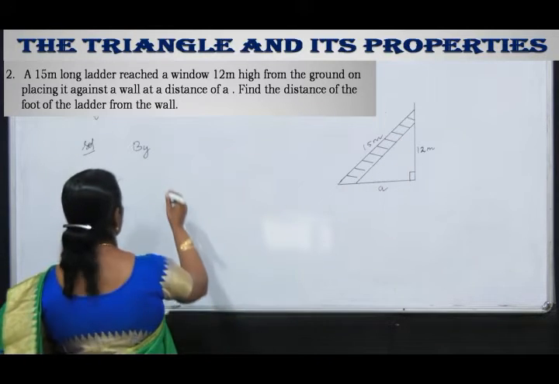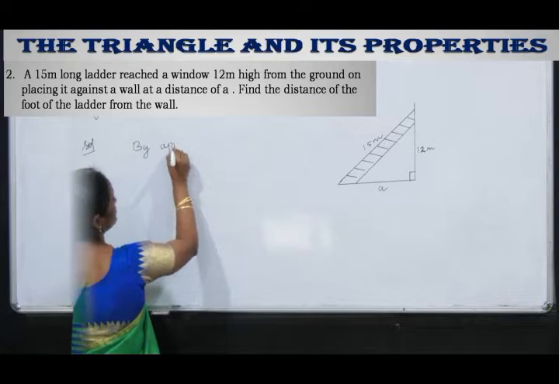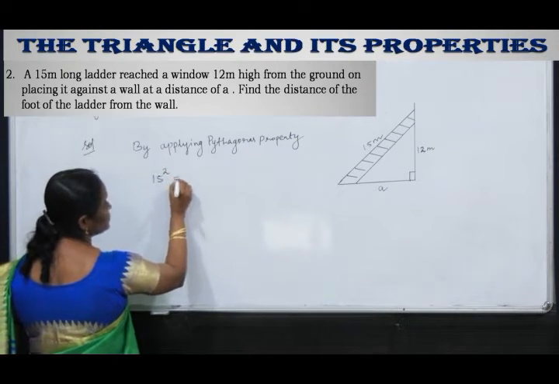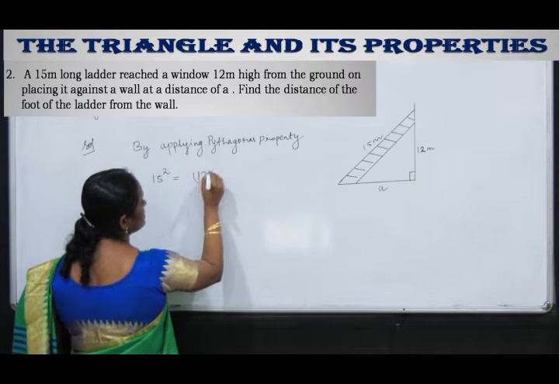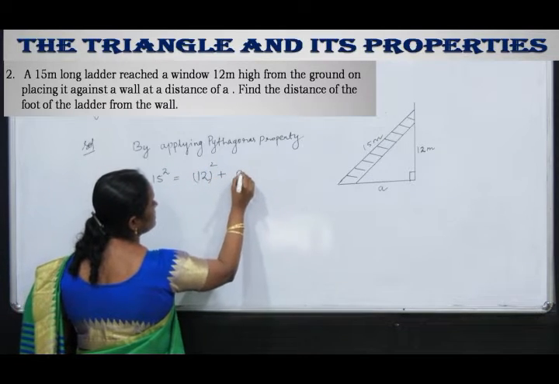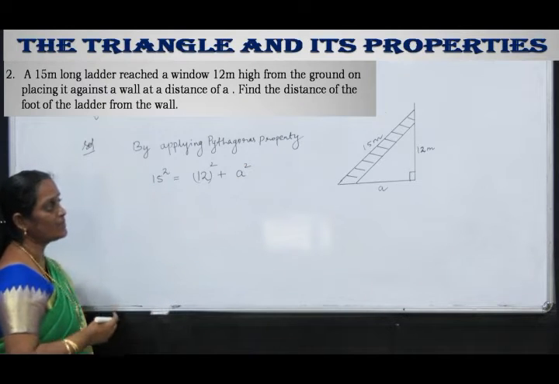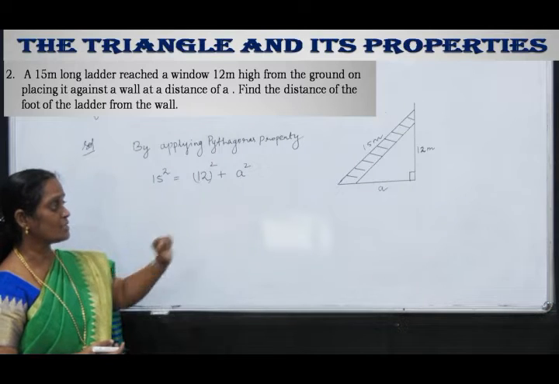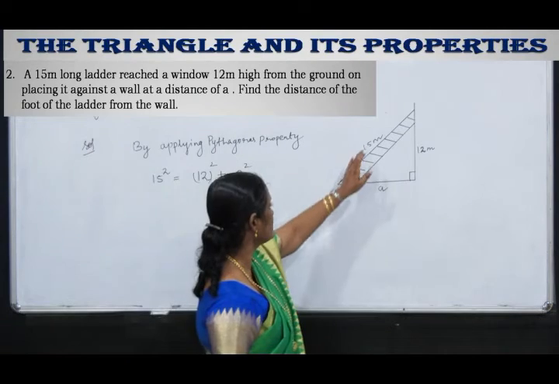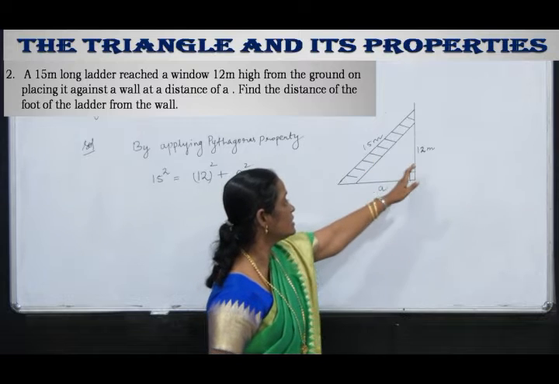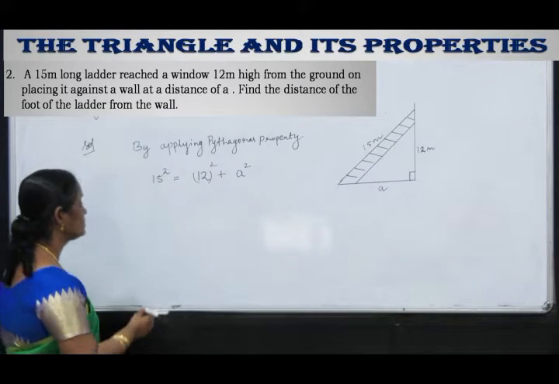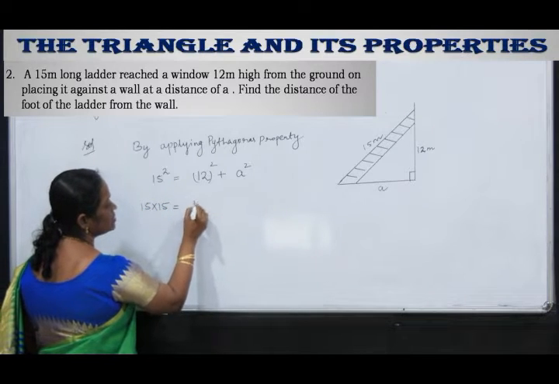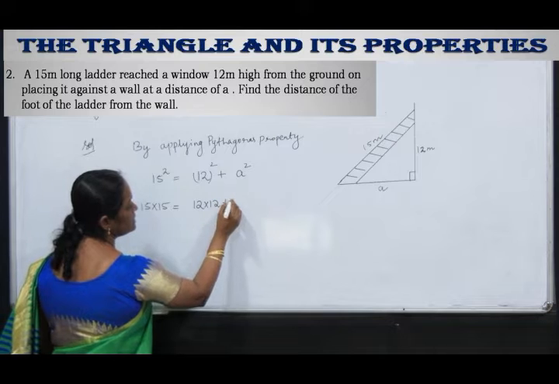So here, by applying Pythagoras property, we can write 15 square is equal to 12 square plus a square, because by Pythagoras property the hypotenuse square is equal to the sum of the squares of other two sides. Here it is the hypotenuse and these are the other two sides. So 15 square means 15 into 15, 12 square 12 into 12, plus a square is a into a.